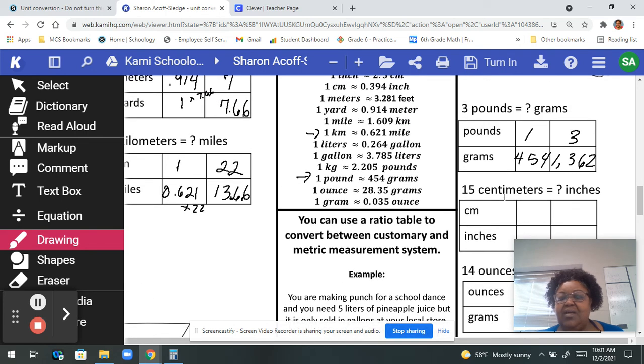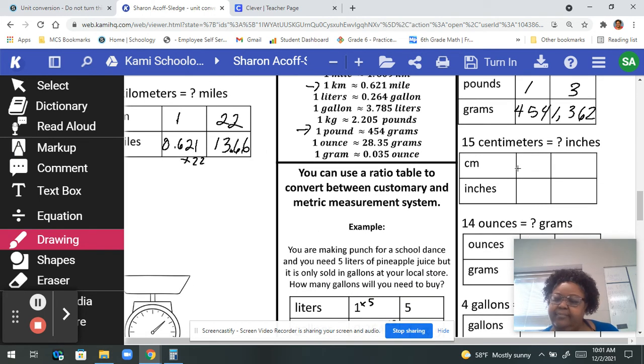15 centimeters, and you can always pause this video if I'm going too fast. 15 centimeters equals how many inches? 1 centimeter equals 0.394 inches, right there. So you see why you need to keep this table? Keep the table. 1 centimeter equals 0.394 inches. And I want to know how many inches are in 15 centimeters.